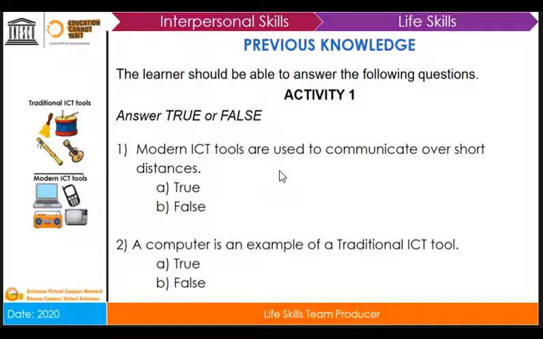Question 2. A computer is an example of a traditional ICT tool. True or false?